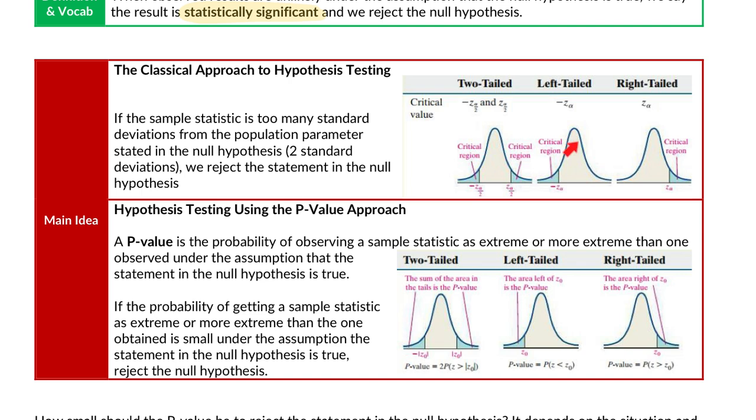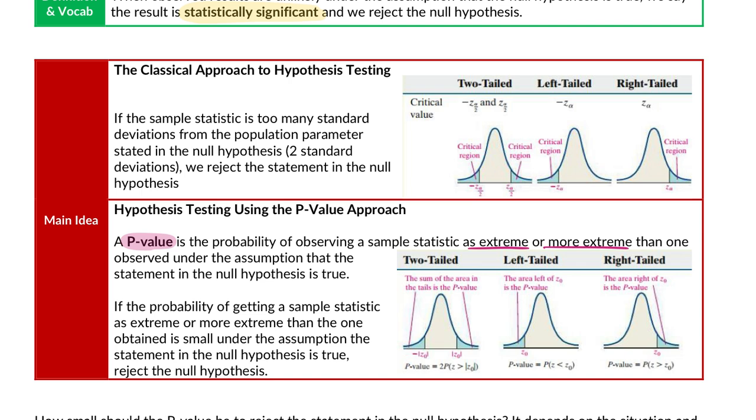So we're basically saying if it should be here and we're getting a value that is 2 standard deviations away from the typical population parameter, then we reject the null hypothesis. To be a little bit more precise, we will use what's called the p-value approach. A p-value is the probability of observing a sample statistic as extreme or more extreme than one observed under the assumption that the statement in the null hypothesis is true.